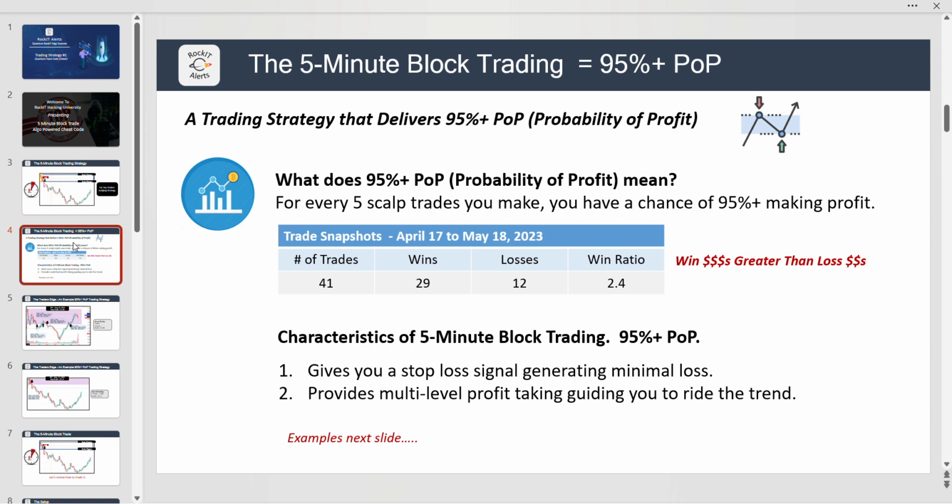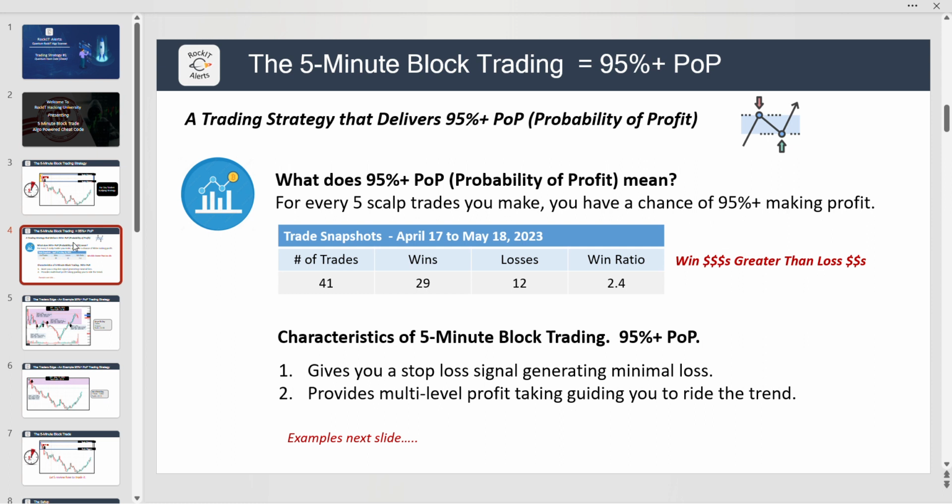As you can see, performance from April 17 to May 18, number of trades were 41, wins 29, losses 12. The win ratio is 2.4. So far in this period, it did generate a profit. So it's something like 3 out of 5 trades. 3 out of 5 trades will definitely be profitable, more than the other two you'll lose. So that's what we mean by 95% probability of profit.